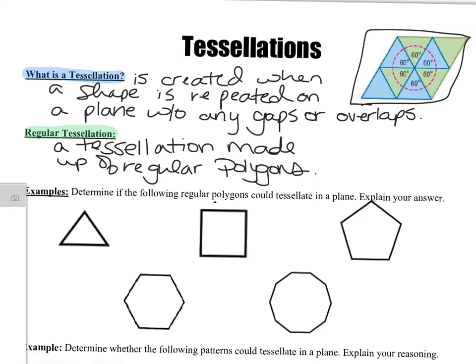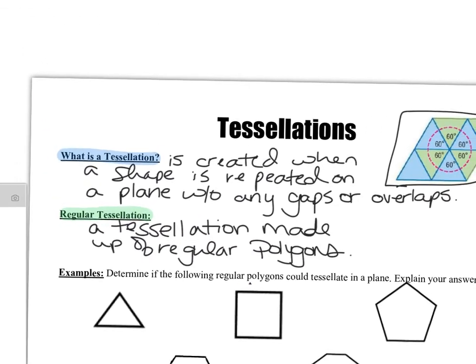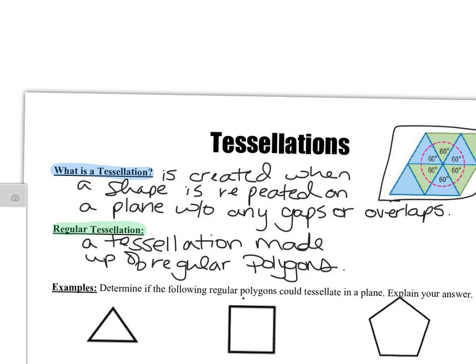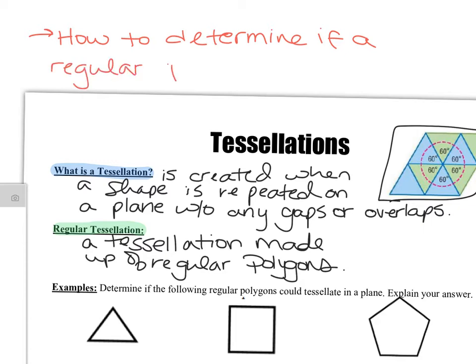So we have a way of figuring out how to do that. I'm actually going to write it up here, only because I'm going to run out of space otherwise. So just find some space, preferably at the top, because this is the most important part. The most important part is how to determine if a regular polygon tessellates.